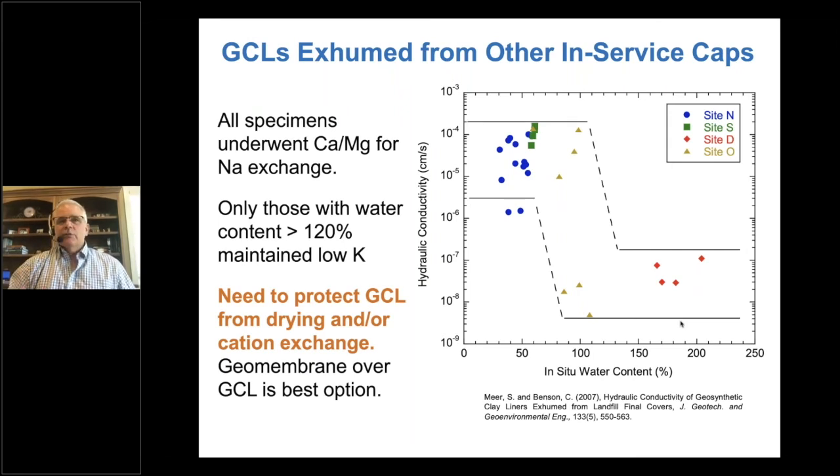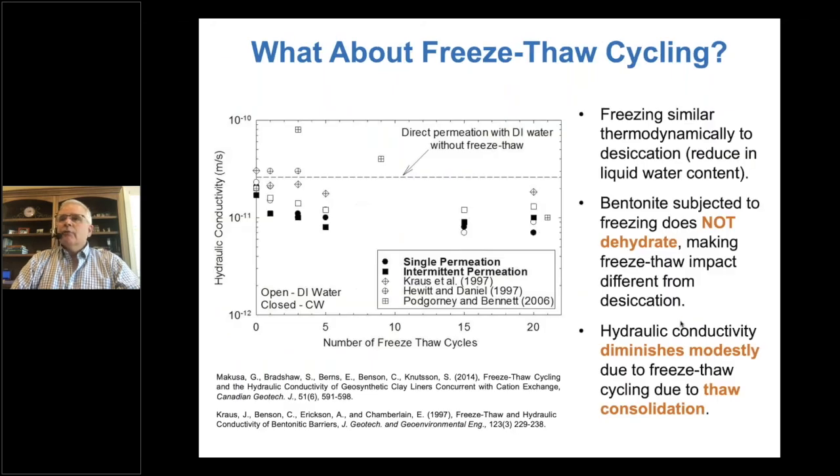So the message was simple: don't let it dry out, right? You need to protect the GCL from drying. And so the message is use a geomembrane on top of the GCL. We use that commonly today, that's a composite system, or a laminated or a GCLL product, which are very common. I'm gonna talk about those later in the series, some of our experience with using those in caps. Really, really effective. What about freeze-thaw cycling?